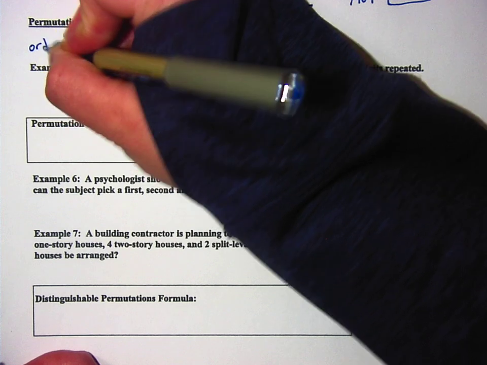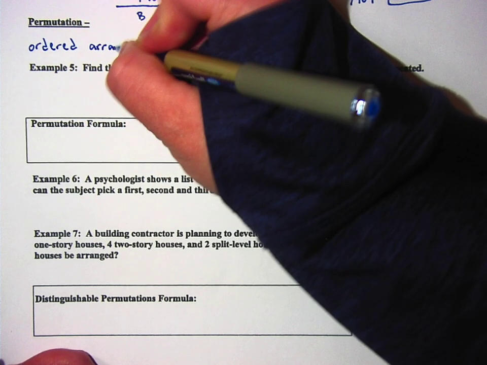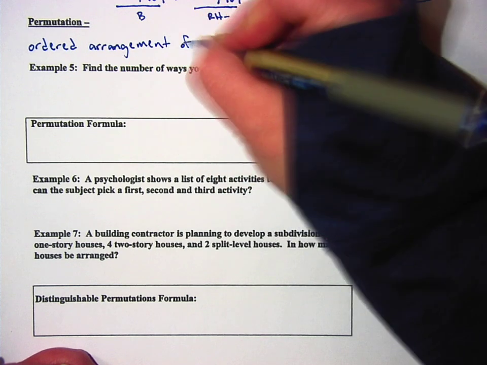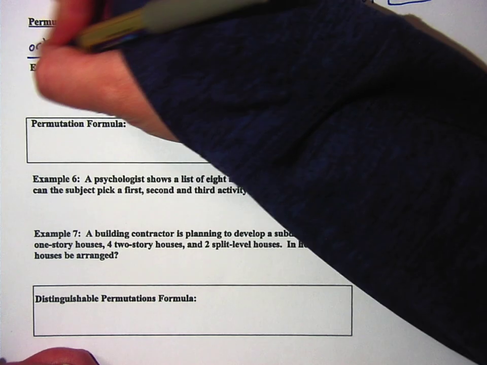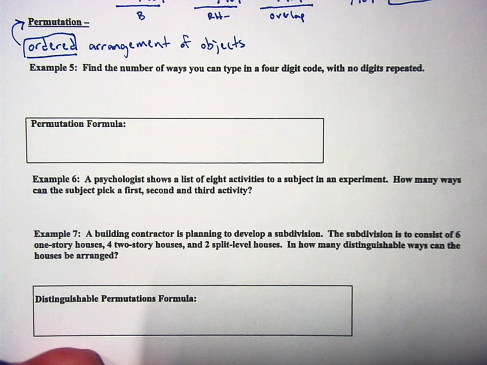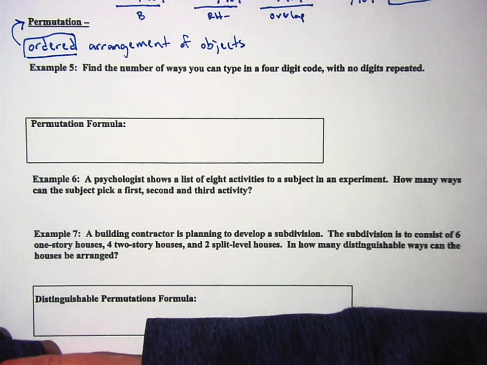So a permutation is an ordered arrangement of objects. This ordered, that is the word that matters the most for a permutation. Things are in order. We care about the order. Find the number of ways you can type in a 4-digit code with no digits repeated.